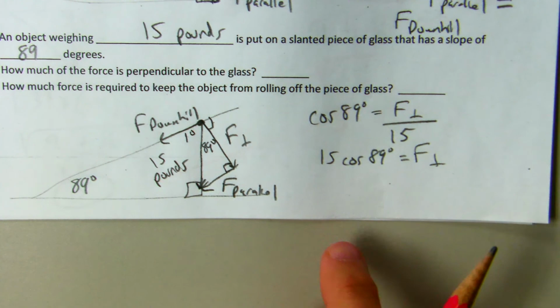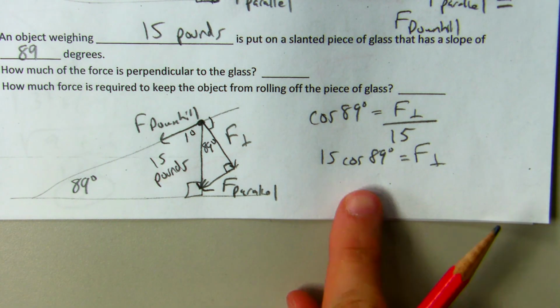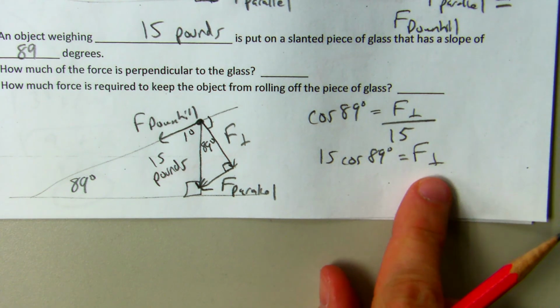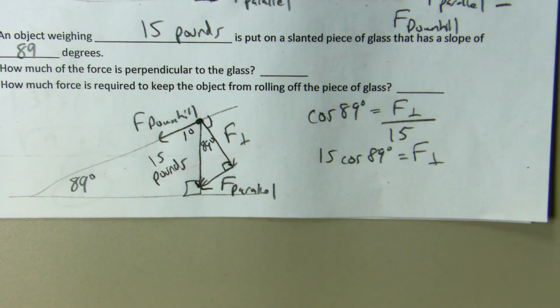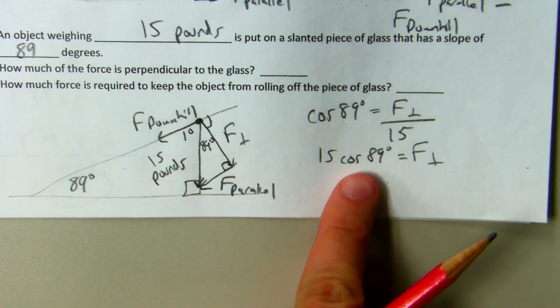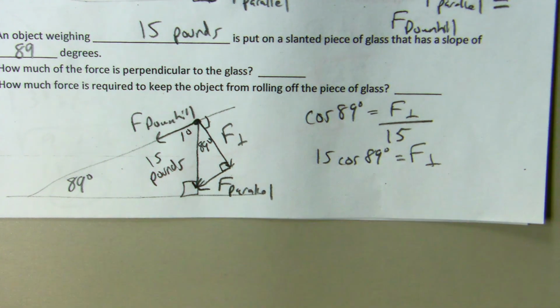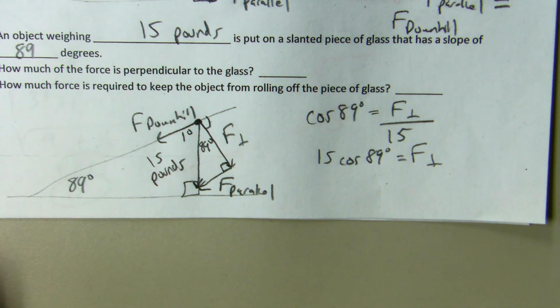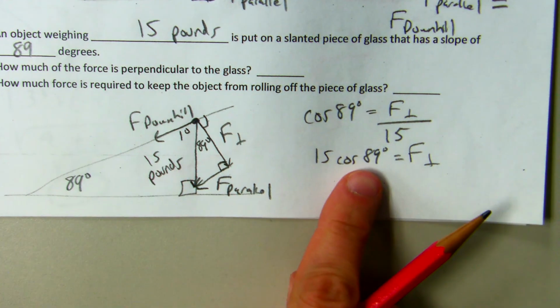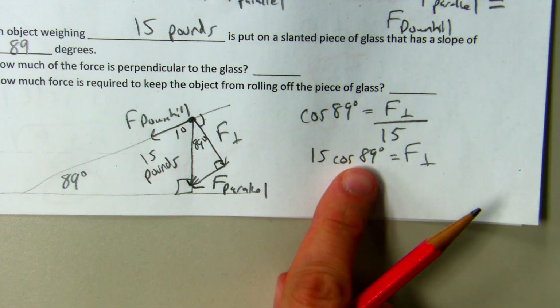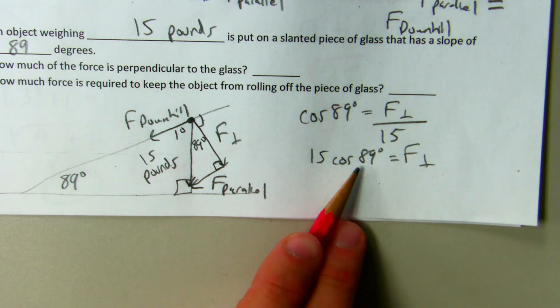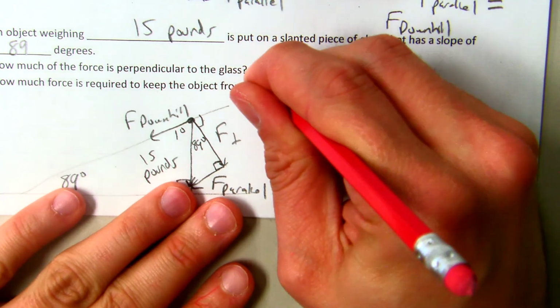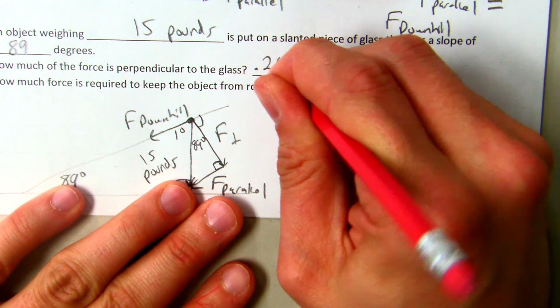Okay, so since this is a very steep hill, or a steep piece of glass, what do you anticipate this number to be? It should be close to 0, right? Because the cosine of 90 is 0. So using our calculator, this is 15 times almost 0. So my calculator tells me that is only about 0.262 pounds.